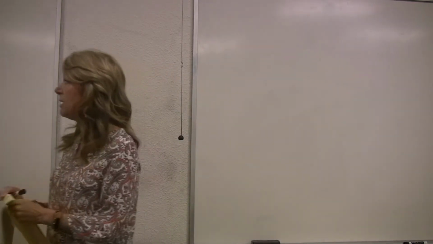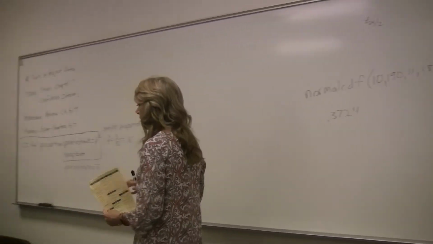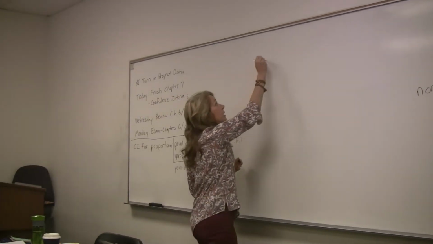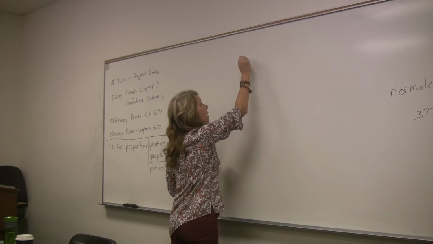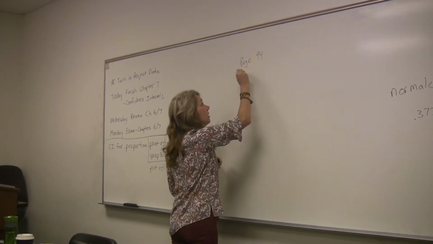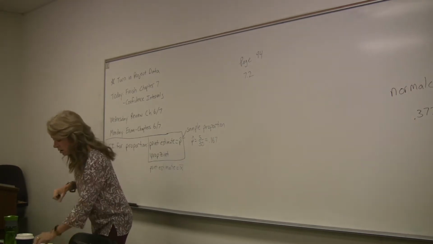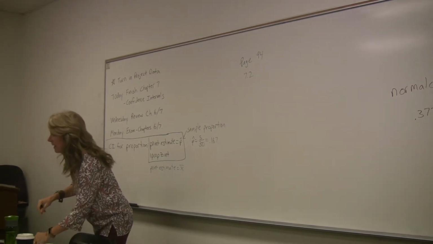Everyone okay with those? All right, so let's move on to 7.2. 7.2 is on page 94 of our notes. And notice what it says up there: estimating a population mean.